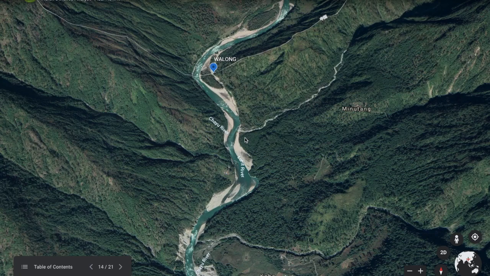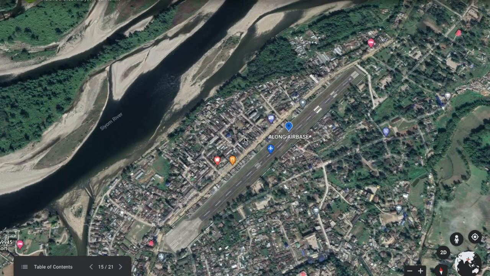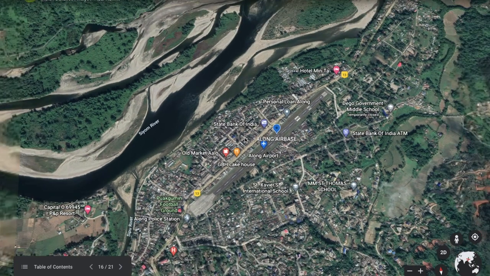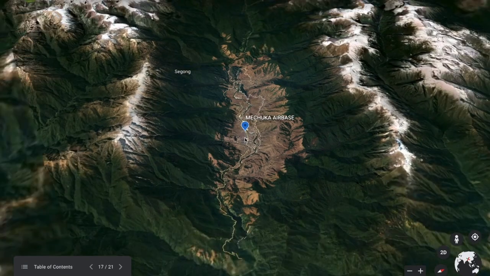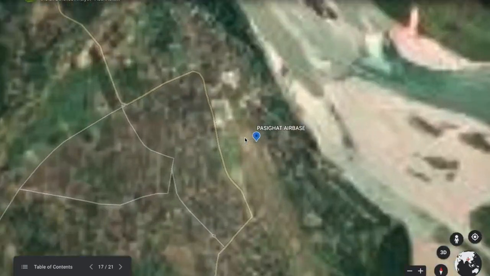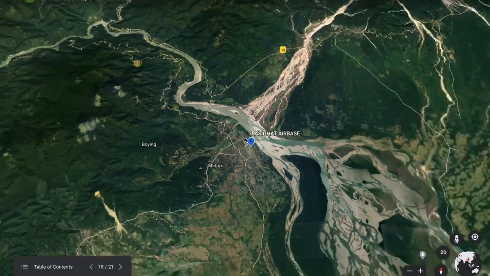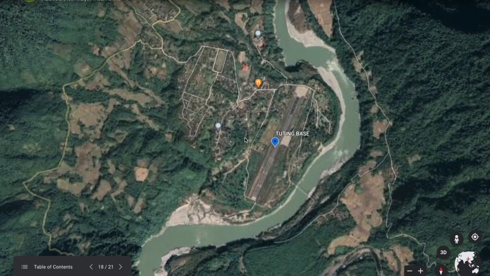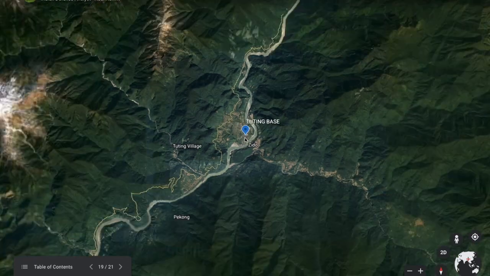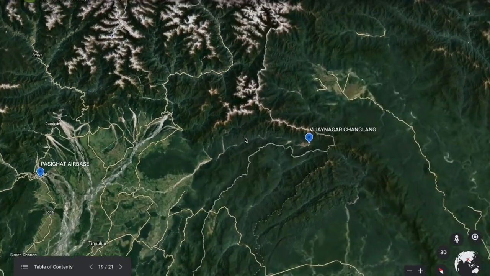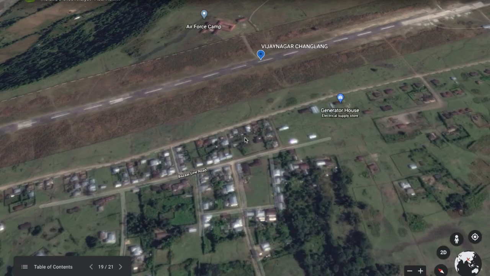The first one being the Along Air Base, pretty much in the center of the state. The second is the Mechuka. The third is the Pasighat, right on the banks of the Brahmaputra, and I'm sure some of you can notice these are proper runways. The fourth is Tuting, which is very close to the international border. And another one that I'd like to show you is known as Vijayanagar Changlang. These air bases are further supported by permanent air stations with large wings in Jorhat, Dibrugarh, Tezpur, and so forth. The Indian Army has 4 corps worth of troops in this region.